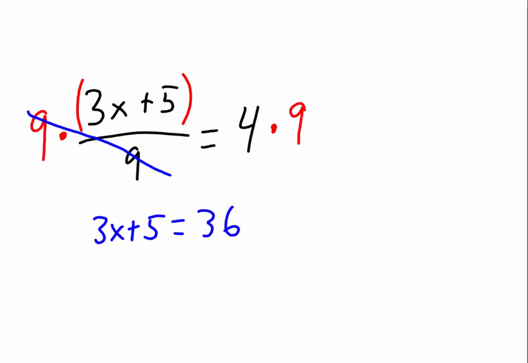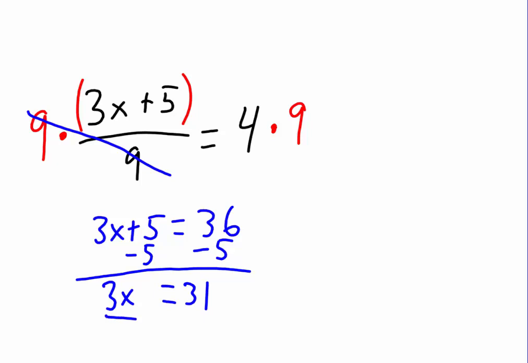Now we have just a normal two-step equation. I'm going to subtract 5 from both sides, and 3x equals 31. Divide by 3, divide by 3. And so x equals 31 thirds, or 10 and 1/3.